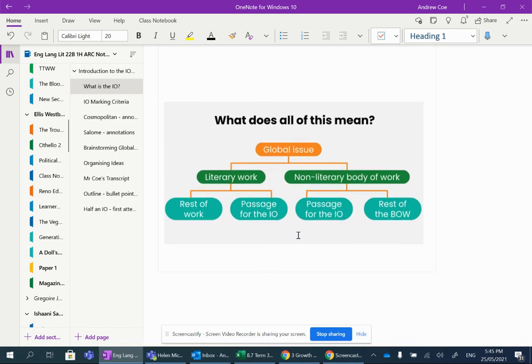And I just saw a nice little graphic that I thought sort of sums it all up. So you end up with a global issue that connects both a literary work and a non-literary body of work. And then from there, in the literary work, you identify a passage of a maximum of 40 lines for you to analyze. And for the non-literary body of work, again, you find either a passage or a series of still images taken from a scene, because it could be taken from a movie. But you also need to have a knowledge and understanding of the works that these extracts are taken from. And it quite clearly specifies that in the marking criteria.